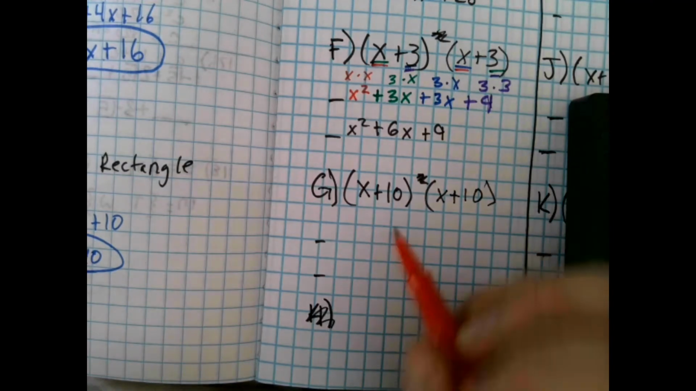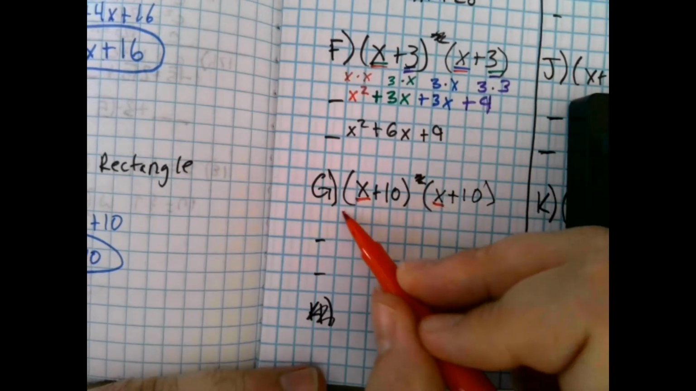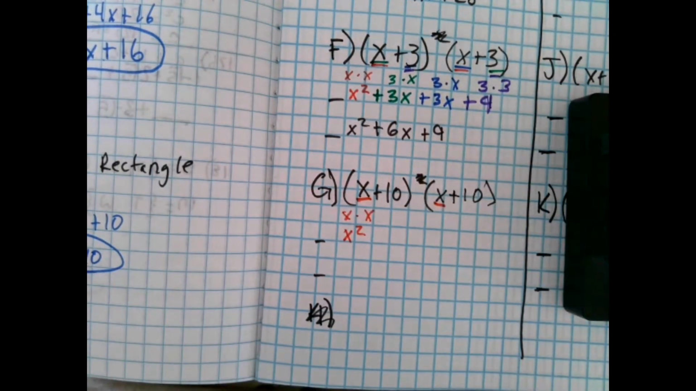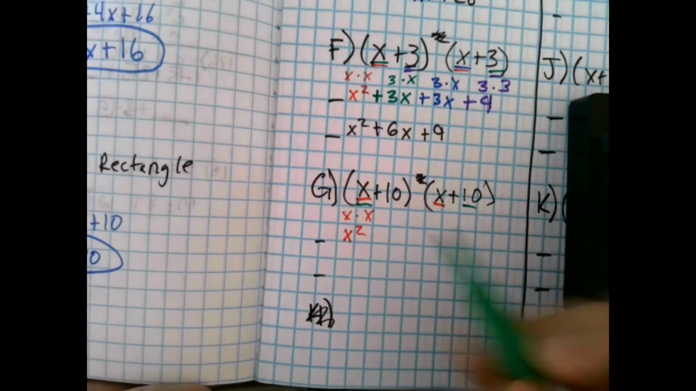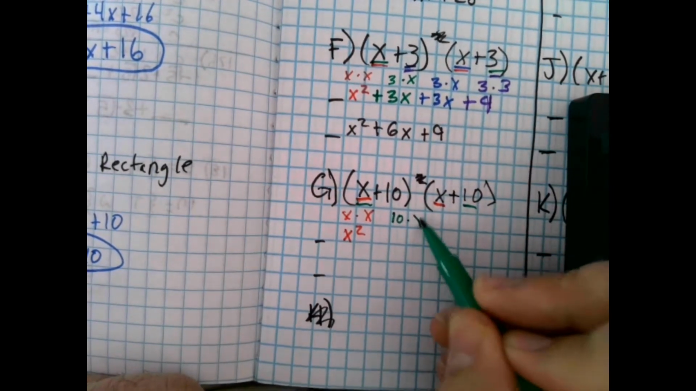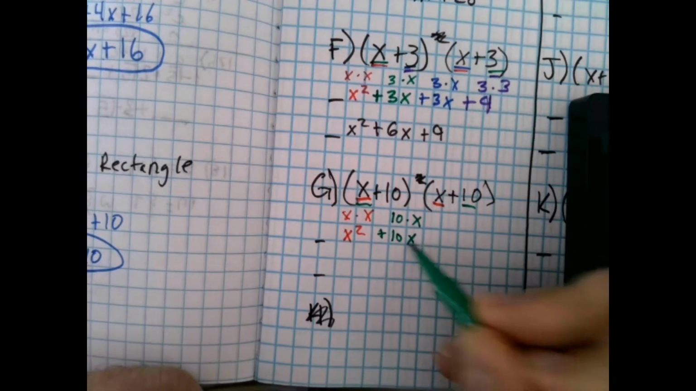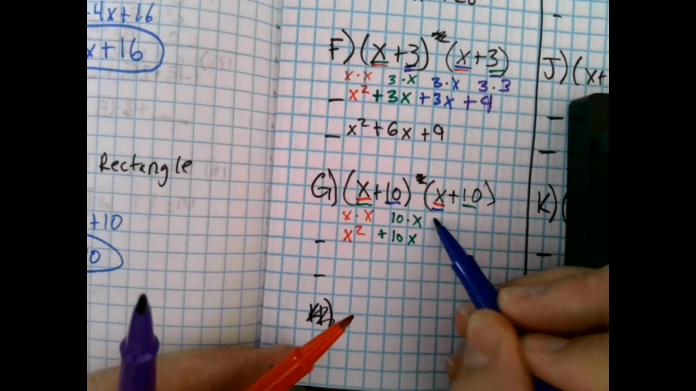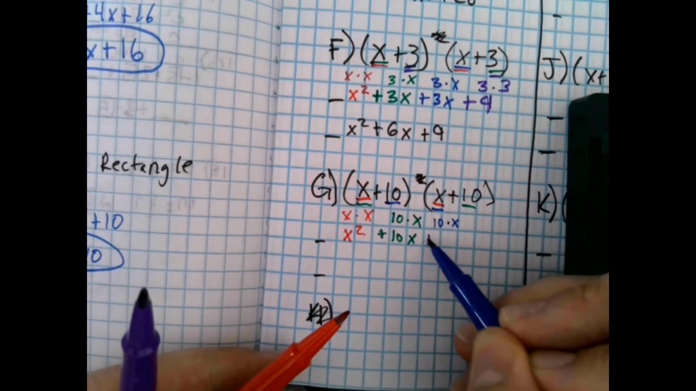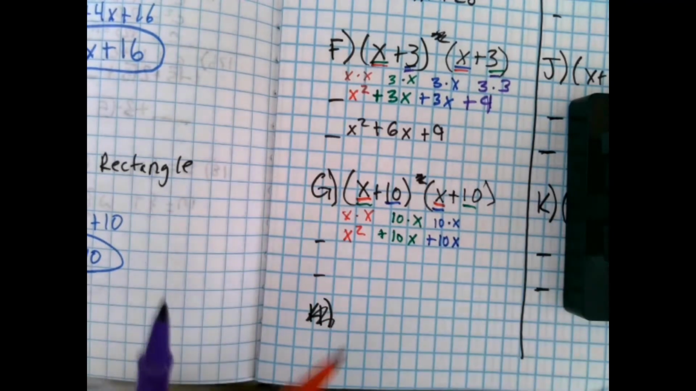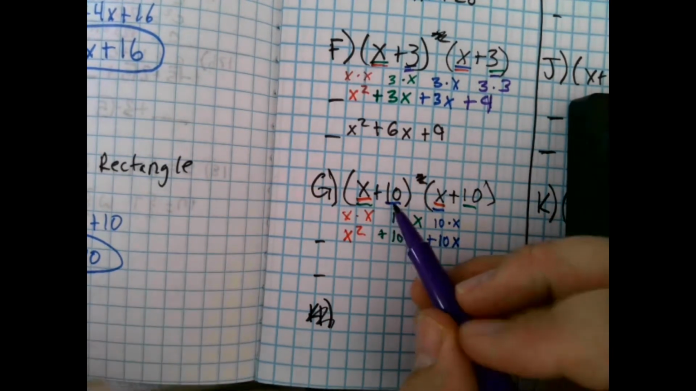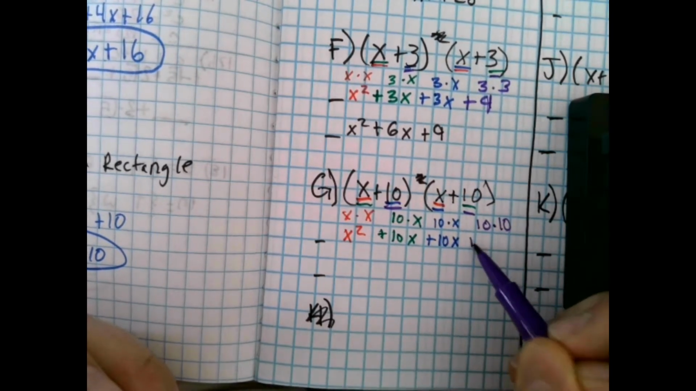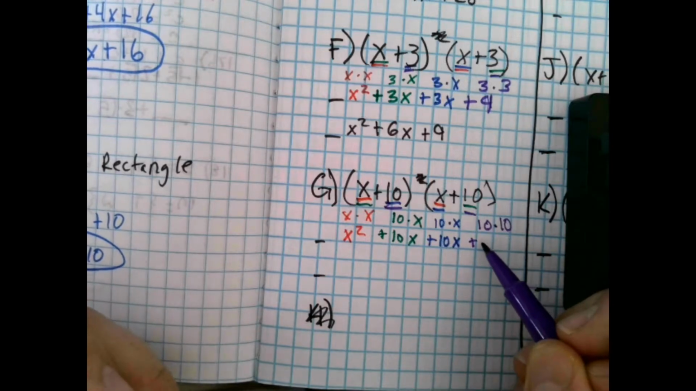Our first term here is x and x, so x times x is x squared. Our outside terms are x and 10, so we're going to have 10 times x, so plus 10x. Our inside terms are 10 and x, so 10 times x is plus 10x. Our last terms are 10 and 10. So we're going to have 10 times 10, which is 100.